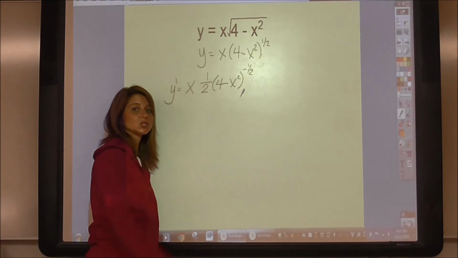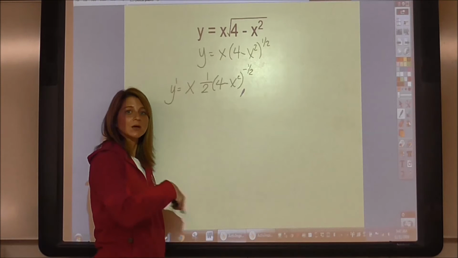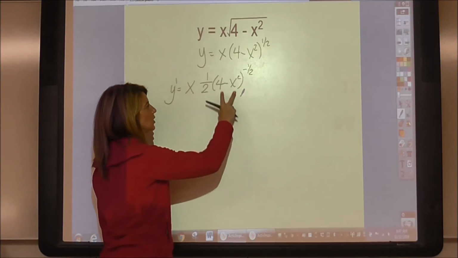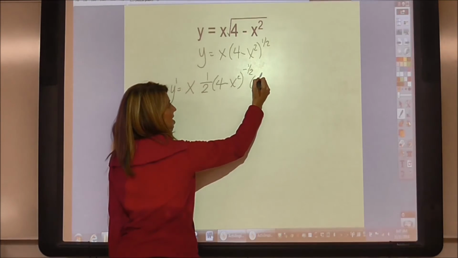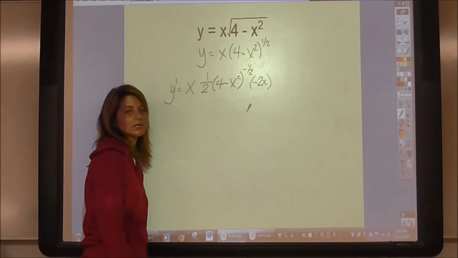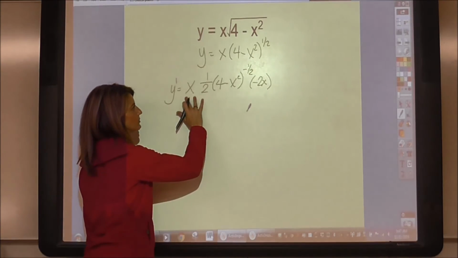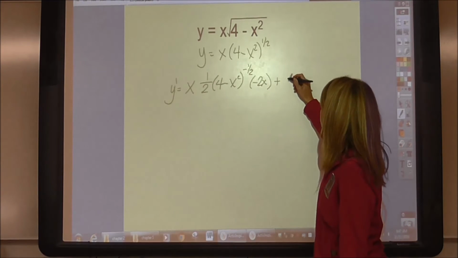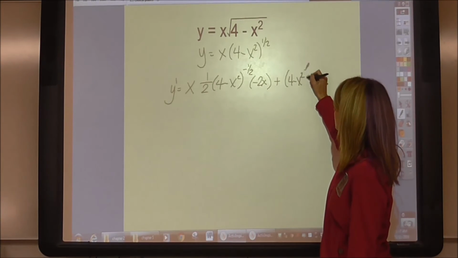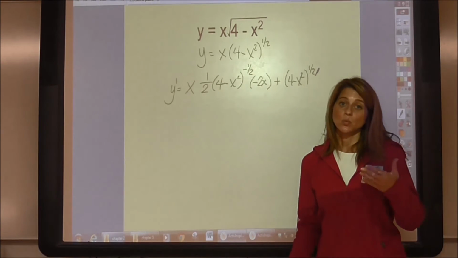Are you finished with this derivative? Nope, you took care of the outside, now you need the inside. Chain rule says derivative of the inside. What's the derivative of this inside? Negative 2x. Okay, it's ugly, it will get better. Just keep going. Okay, kept it, changed it. Plus, I'm keeping the ugly part, the 4 minus x squared all to the half power, and then at least the derivative of x is 1.